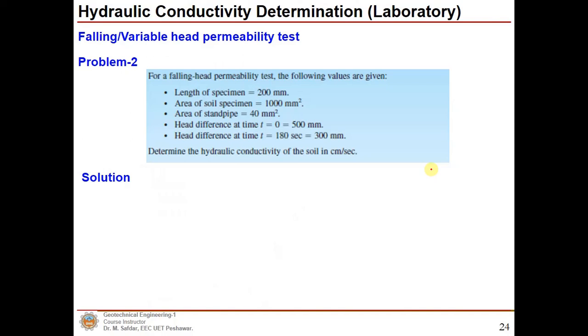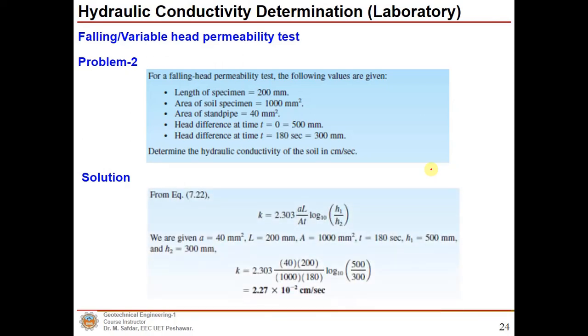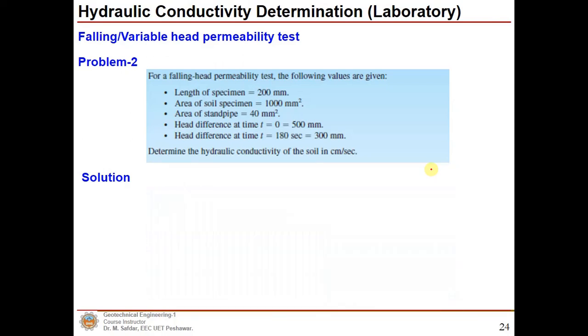Now let's solve a simple problem related to the falling head permeability test. Length of the specimen is 200 mm, that is equal to L. Area of the soil specimen, that is capital A. Area of the standpipe, small a, is given. Head difference H1 and H2 are also given. Now we need to determine the hydraulic conductivity of the soil in centimeter per second.